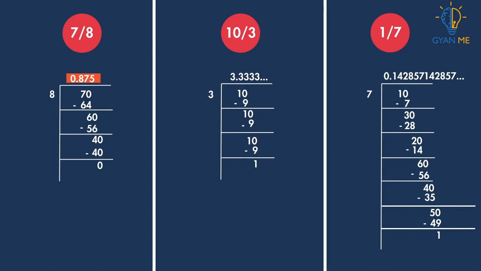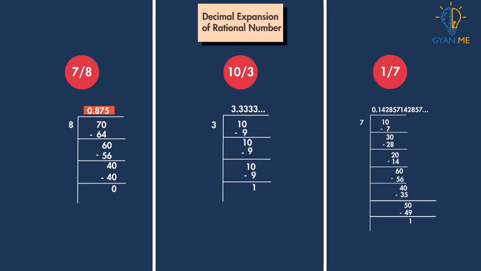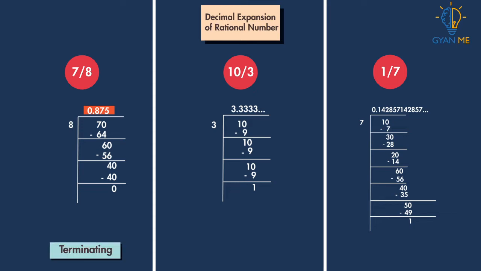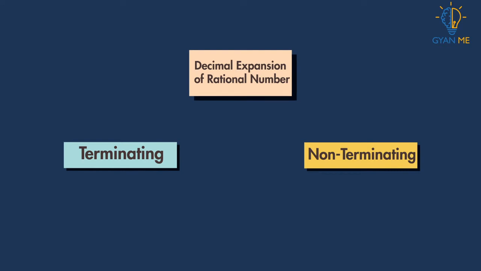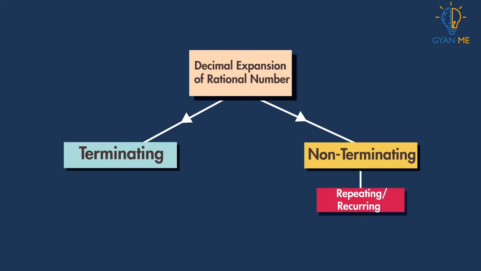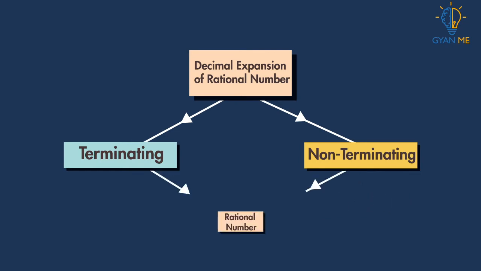Therefore, from these examples, we can conclude that the decimal expansion of rational numbers is either terminating or non-terminating, but reoccurring or recurring. Its converse is also true. That is, if we see the decimal expansion of any number is terminating or non-terminating but repeating, that is reoccurring, then the number is a rational number.